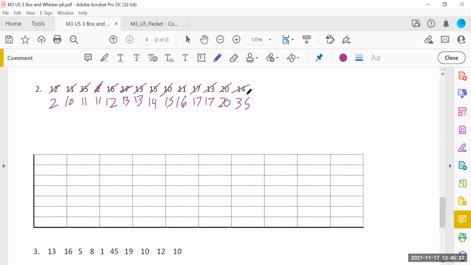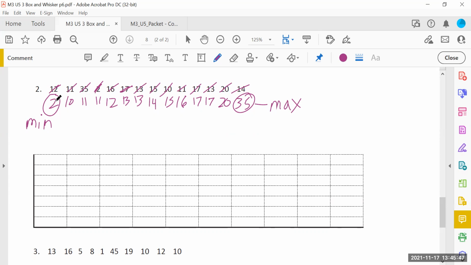Now I can find the minimum. 2 is the minimum. Maximum. Median, I have 1, 2, 3, 4, 5, 6, 7, 8, 9, 10, 11, 12, 13, 14. Is this data set going to have a median, like an actual number in here? No, I have to find it. I have to make it.